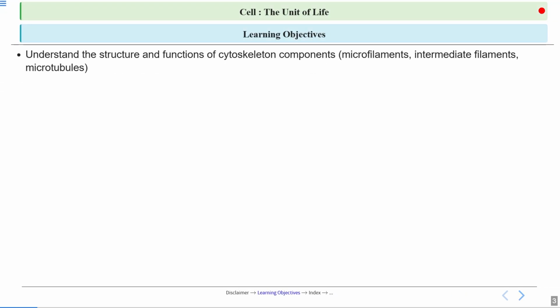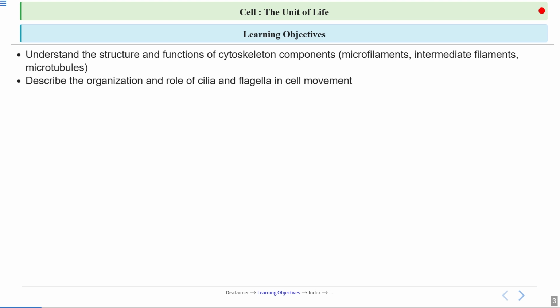So, what are the objectives of today's session? Today we will understand the structure and the function of cytoskeleton components. Cytoskeleton consists of these three components: microfilaments, intermediate filaments, and microtubules. We'll talk about each of these components in detail. We will understand the differences between these three components.